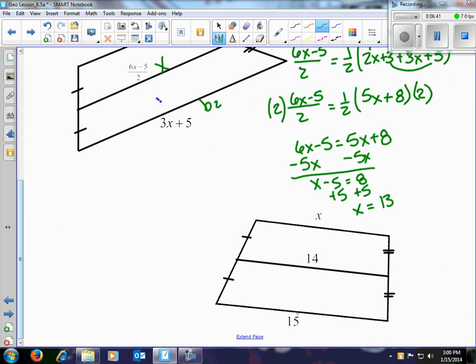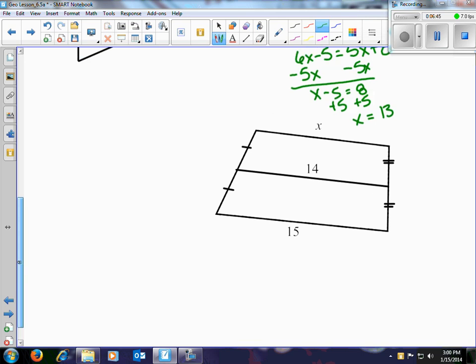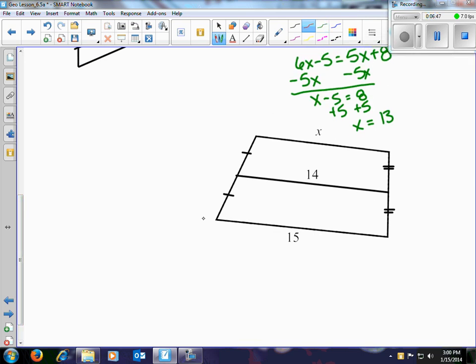And the next example. Now, the next example has our x as one of our bases. So this is normally our x, or our mid-segment. This is our base 1, and this is our base 2 in our formula. So we have x equals 1/2 base 1 plus base 2. So we have our x, which is 14, our x in our formula, not x as a value.